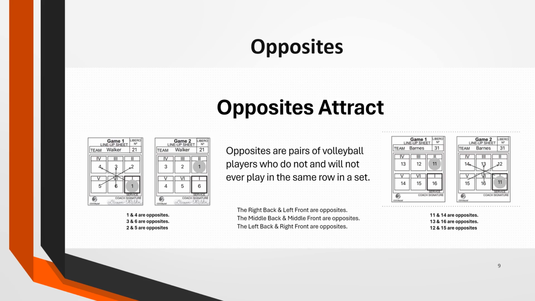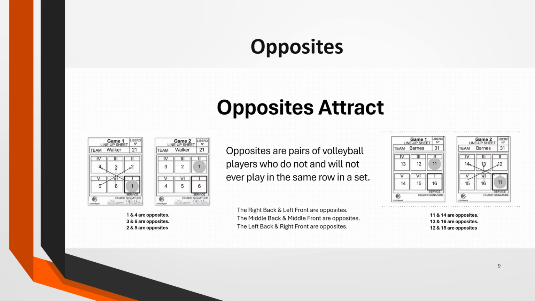From our lineup sheet of Team Walker, notice that 1 and 4 are opposites. So 4, who is our left front, and 1, who is our right back, they're opposites. Notice that our 2 middles are opposites. For Team Walker, that's 3 and 6. So our middle back and our middle front are opposites. Now we have 2 and 5. 2 is our right front. 5 is our left back. Those are opposites.